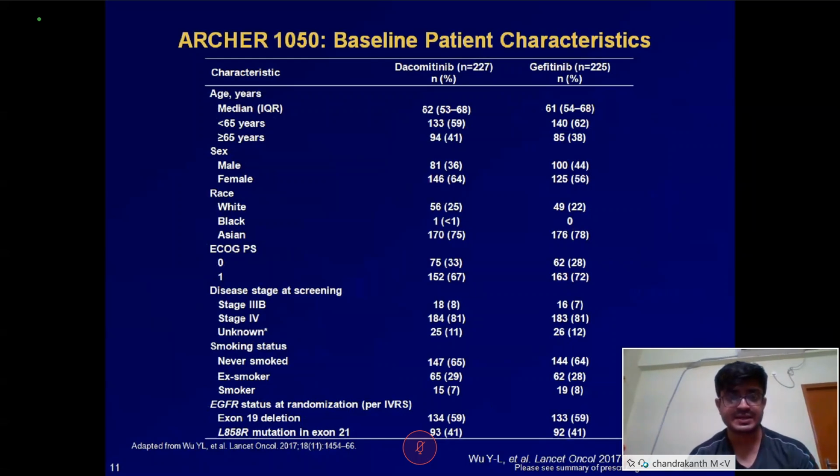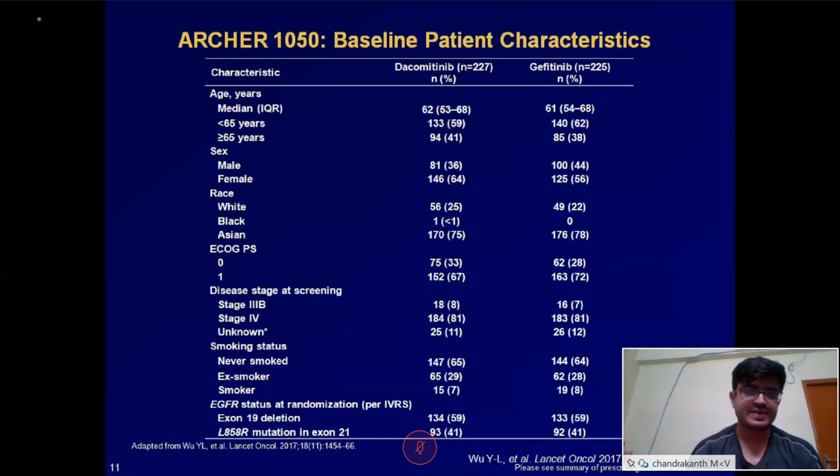So you can see the baseline characteristics of the two groups. It was fairly well balanced. What we need to look into is that nearly 75% of them were Asians. You can see the 75% Asian population we had. Then the ex-smokers or reformed smokers were nearly 30%, and you can see 60% exon 19 and 40% exon 21.